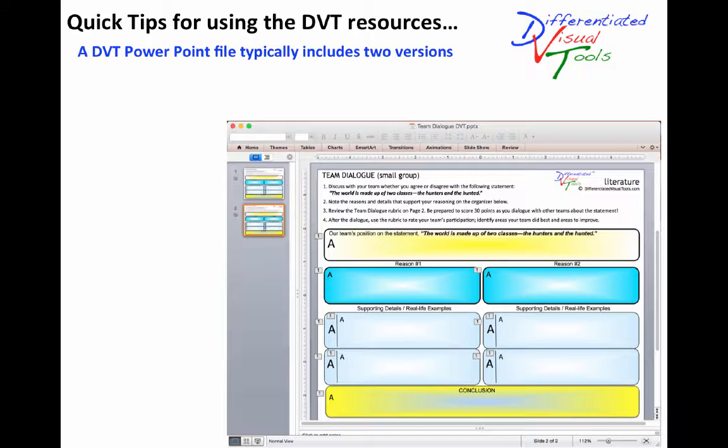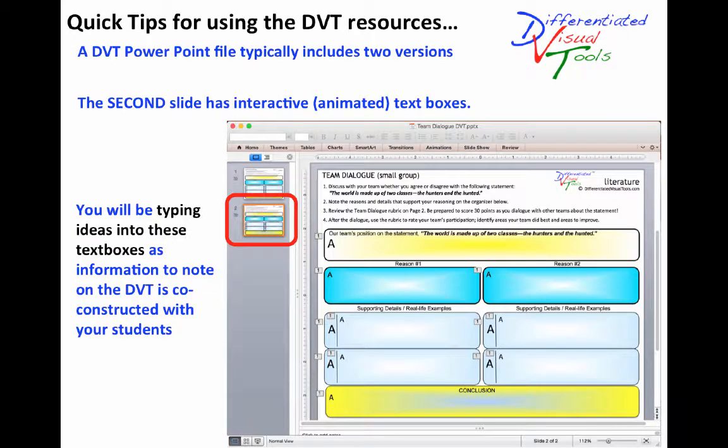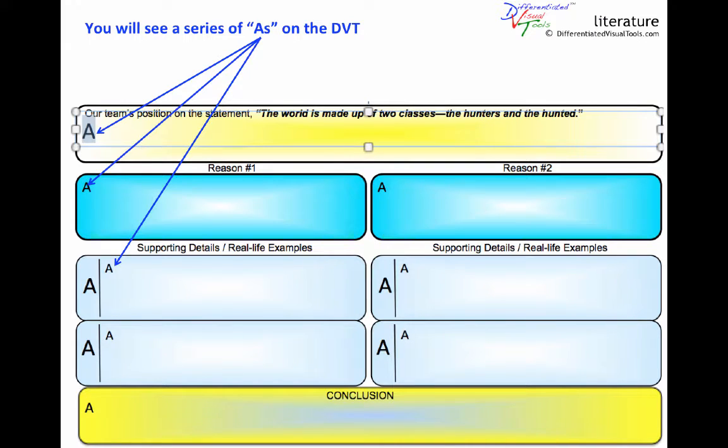The second slide typically is for when you're actually adding information to the DVT when you're collaborating with students. So it has a series of embedded interactive text boxes associated with it. So you'll see a series of A's on the DVT. Those basically indicate where the text boxes are.